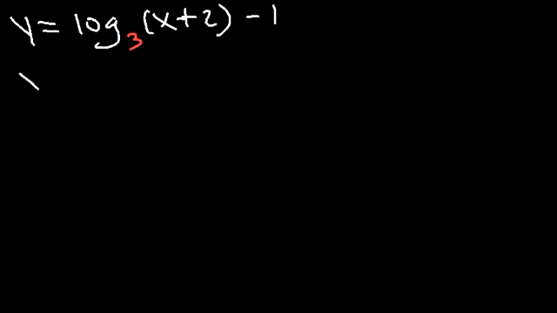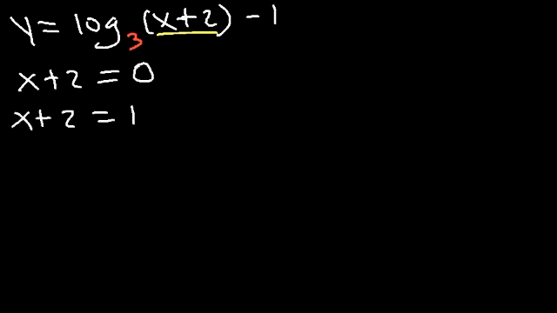Let's say that y is equal to log base 3 of x plus 2, minus 1. So the first thing you should do is set the inside part of the log, that is the x plus 2 part, equal to 3 things: 0 to get the vertical asymptote, 1, and also whatever the base is. In this case, the base is 3.